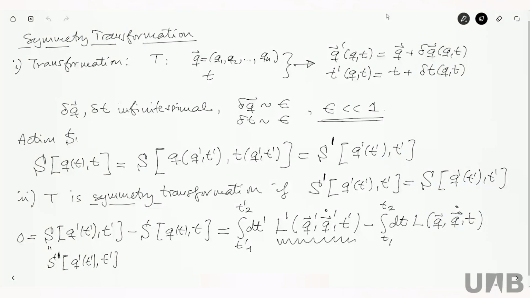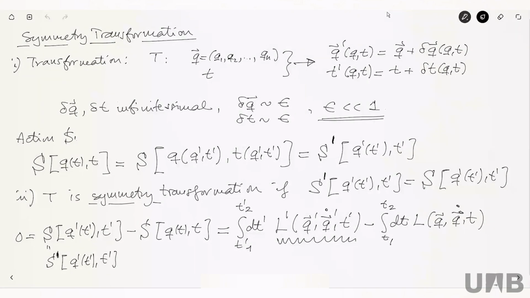So last day we started to look at Noether's theorem, and in order to do that, we needed to define what a symmetry transformation is, which is a transformation of all the variables, including time, all the generalized coordinates, and also time, so that the action remains invariant. So the statement that the action remains invariant is written here.